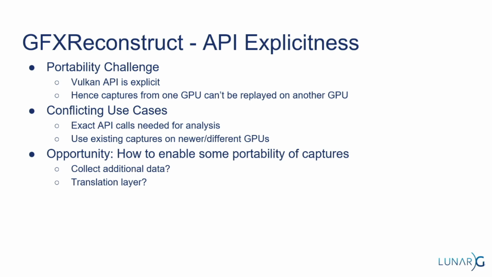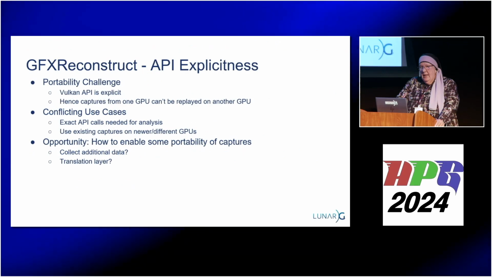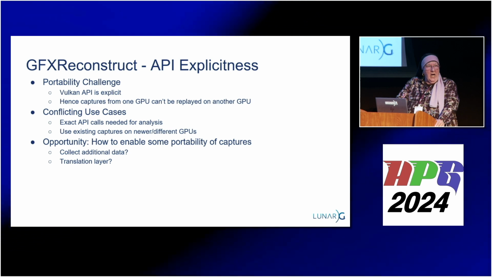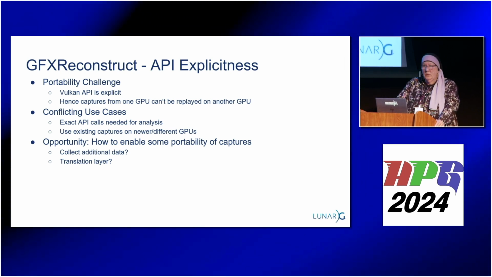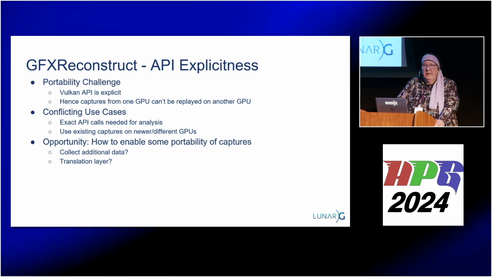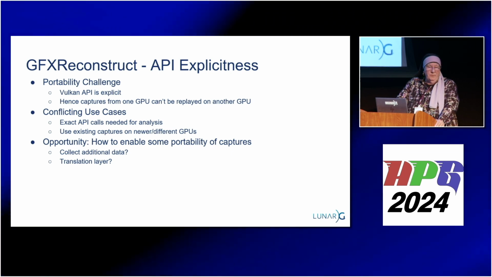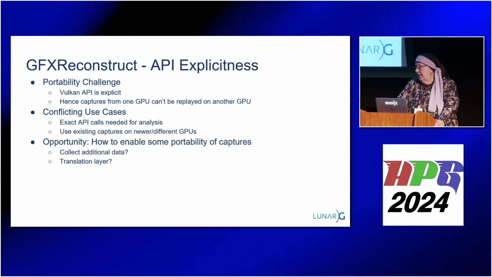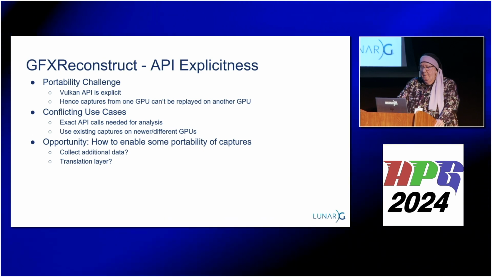API explicitness. Vulkan is a very low-level API, and it's very explicit. This means that a capture that you do on one GPU will not run on another GPU. In fact, it's not uncommon that even a driver update on the same GPU can result in a capture not being able to replay correctly.